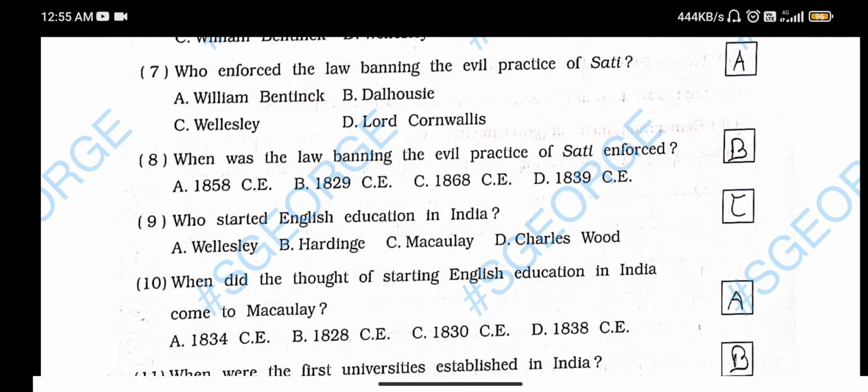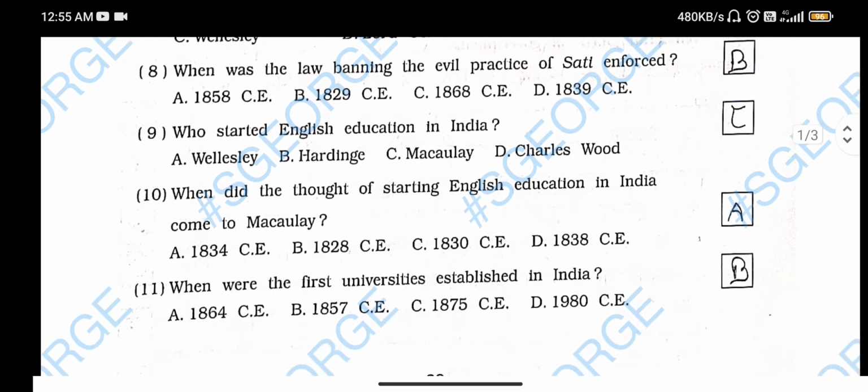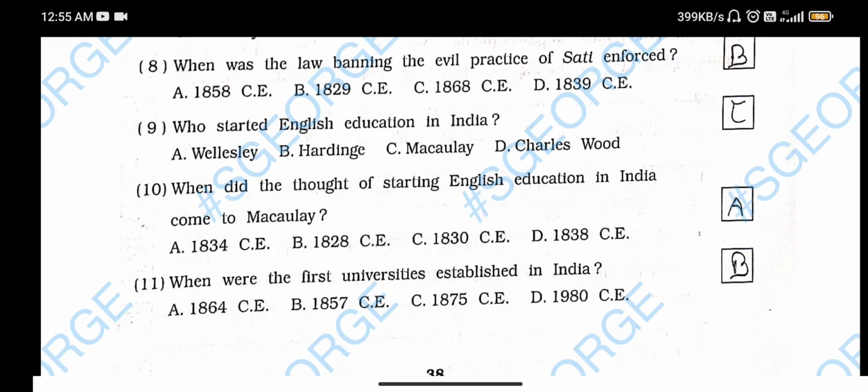Who started English education in India? That was one and only Lord Wellesley. Very good name. When did the thought of starting English education in India come to Macaulay?